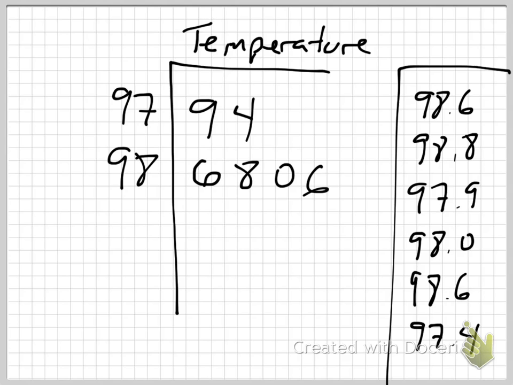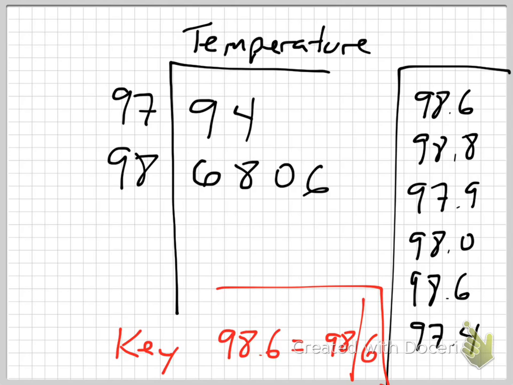What does that 4 represent? What does it actually mean? That 4 actually has a meaning: 97.4. It's somebody's temperature that was 97.4. How do you know? Well, it's in the stem of 97, and this 4 is 0.4. Here's the deal. I have to write a key down here. I would say key: 98.6 equals 98, a big line, and a 6. That right there is the key. That tells you what this stem and leaf plot means.